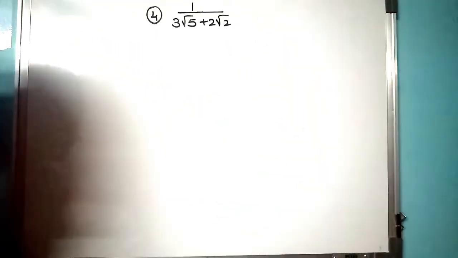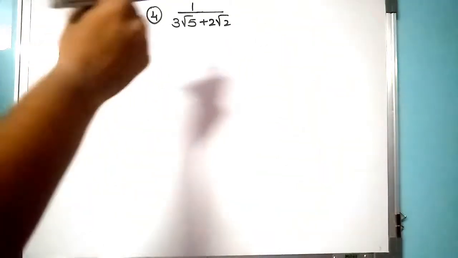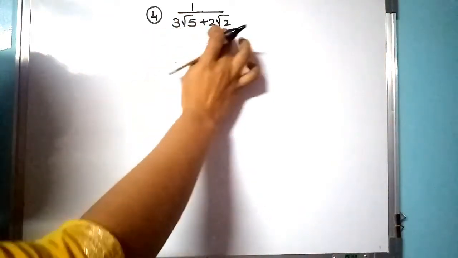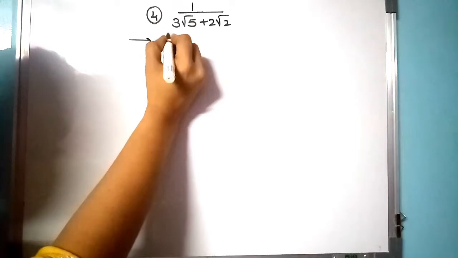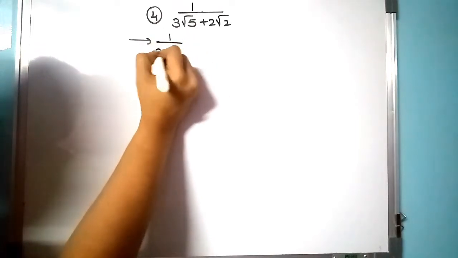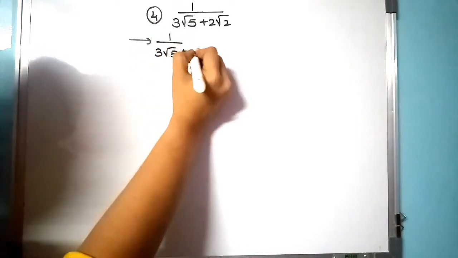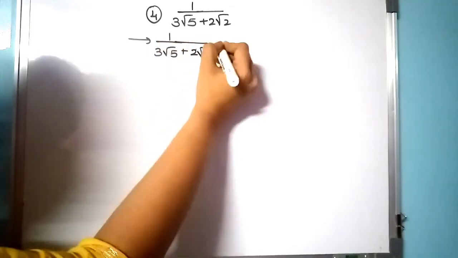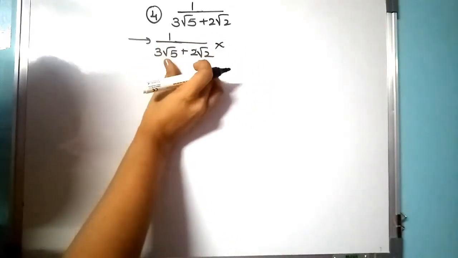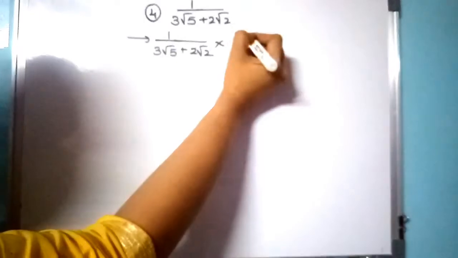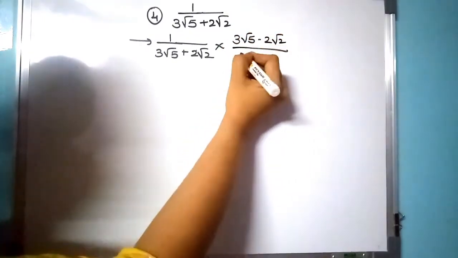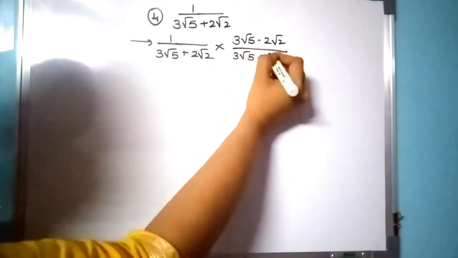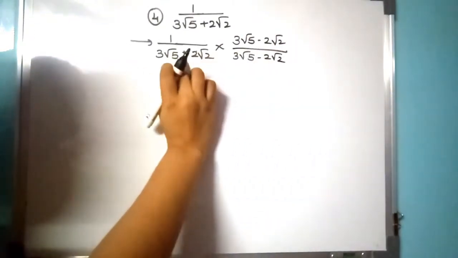Let's see question number 4. 1 upon 3 root 5 plus 2 root 2. So again these are operated surds, so we will take the conjugate of it. Conjugate of it means it is with opposite sign. So 3 root 5 plus 2 root 2 has conjugate 3 root 5 minus 2 root 2, multiplied to numerator as well as denominator.